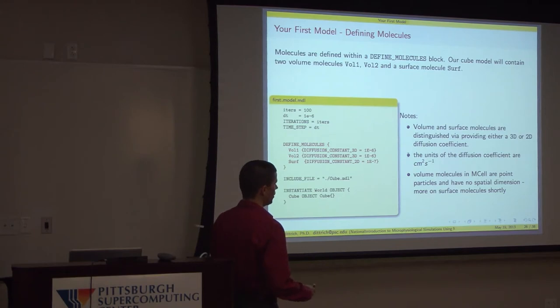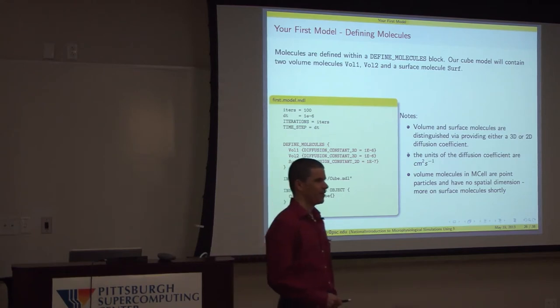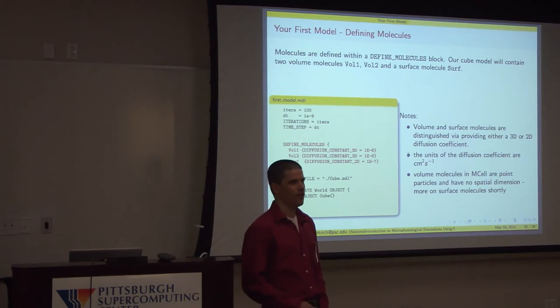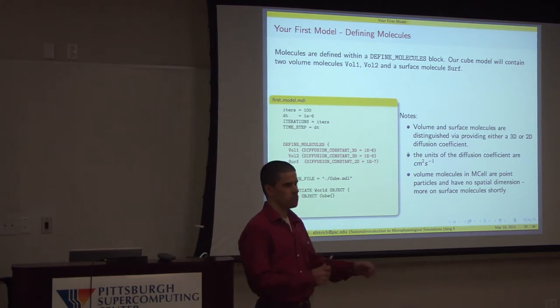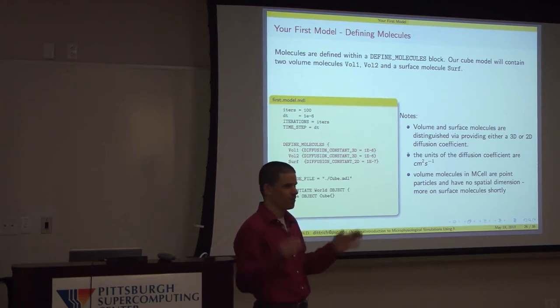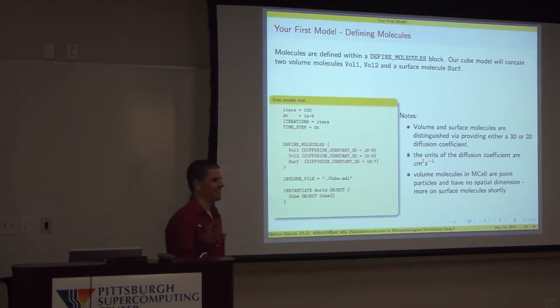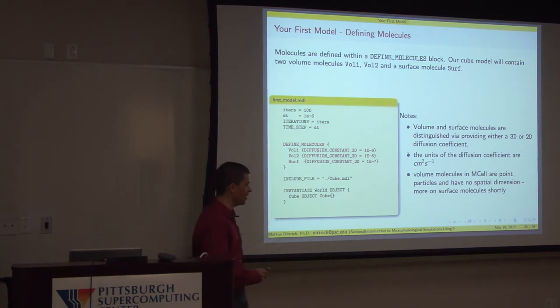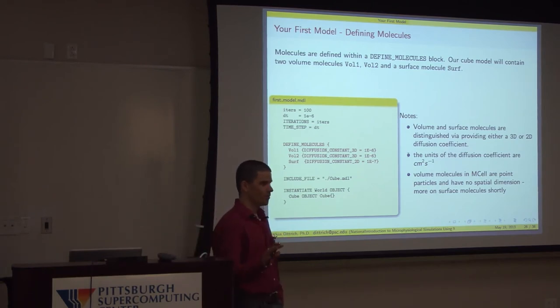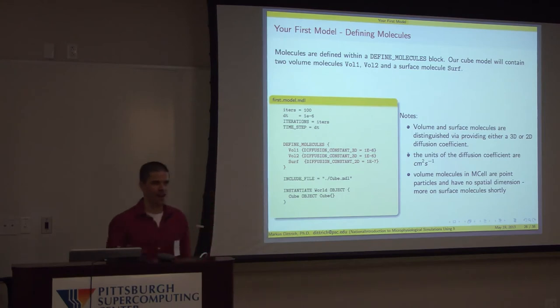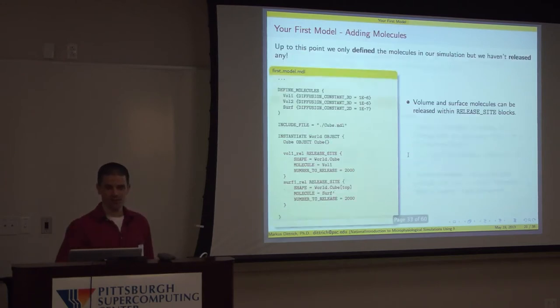So volume molecules really are point particles, so that's something to keep in mind. They have no volume, and so there's no crowding or anything going on. So you can pack as many volume molecules as you want in your space, in principle. M-cell won't keep you from packing them at an infinite density. So they're just point particles. It's a little bit different with surface molecules, and we'll come to that. Surface molecules in M-cell actually have an area to them, and so there's going to be crowding on surfaces if you put too many surface molecules on them.